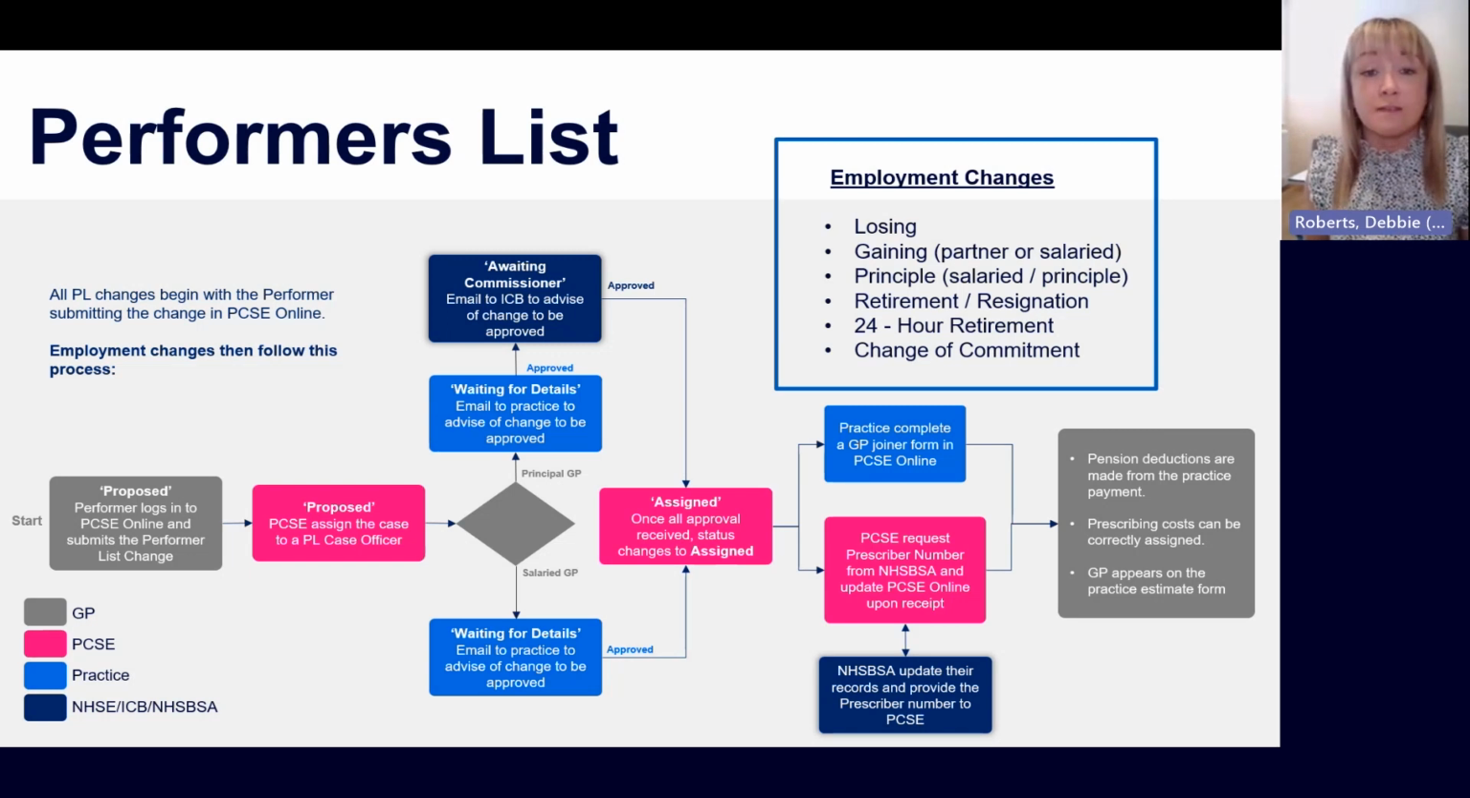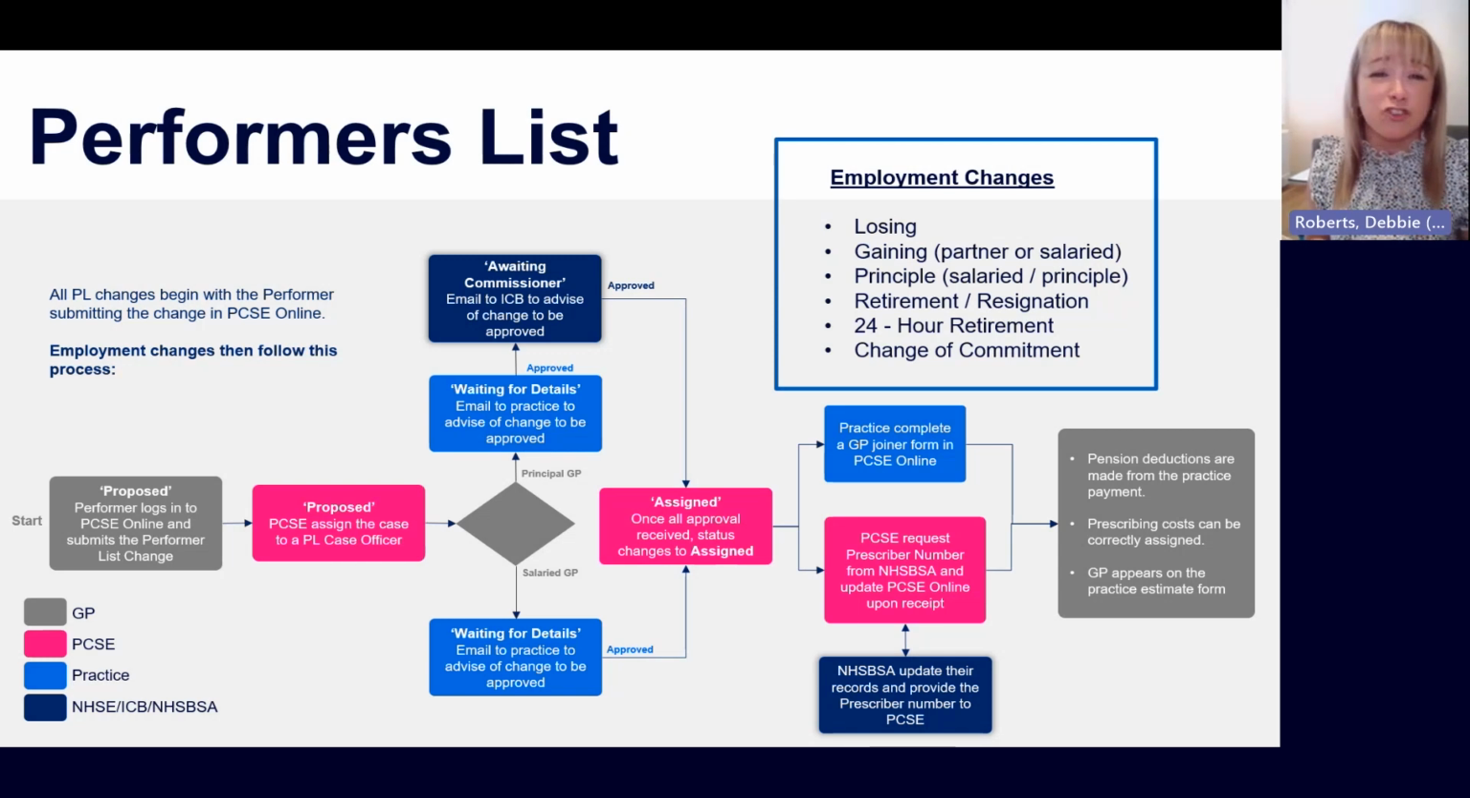An appointment change all starts with the GP. If the GP is leaving your practice or wants to join the practice, they may be changing role at the practice. They may be a salaried GP moving to a partner. They may want to submit a retirement, a resignation or a 24-hour retirement. It all starts with the GP. So they'll log on to PCSE Online and submit the change. Once they've submitted the change, that then comes through to PCSE.